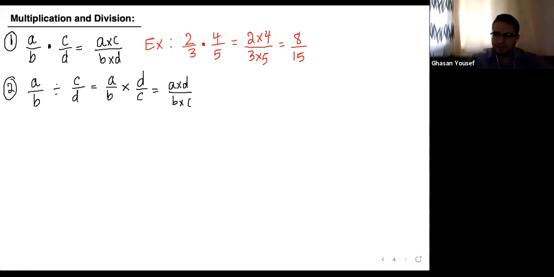Yes, exactly, Ahmed, he said the same idea. Here we have to change the division to multiplication. Here we have to flip this fraction from c over d to d over c. Then we multiply the numerators together, and we multiply the denominators together.